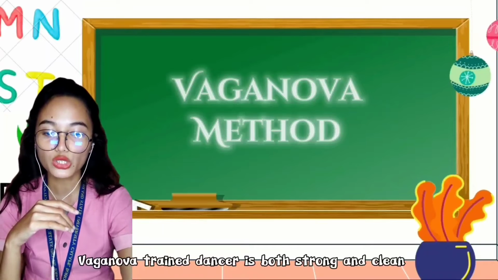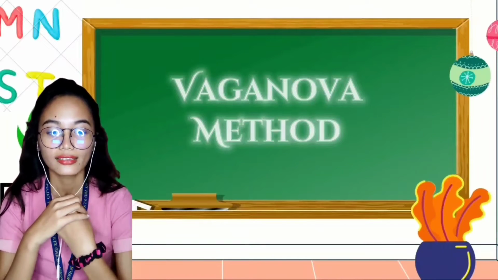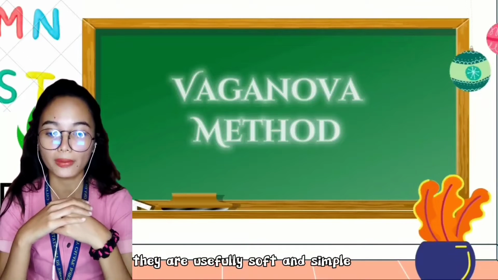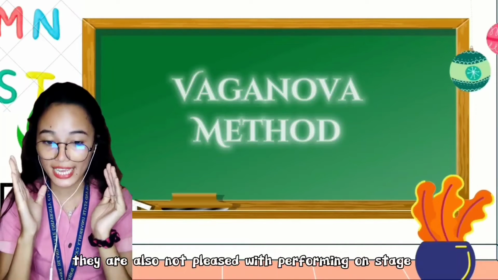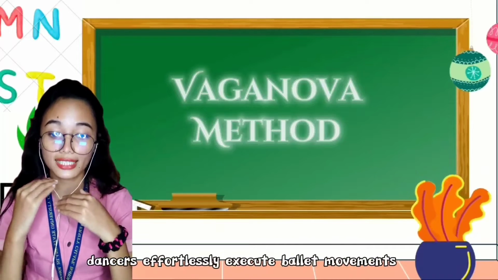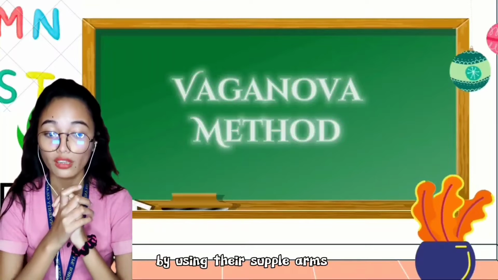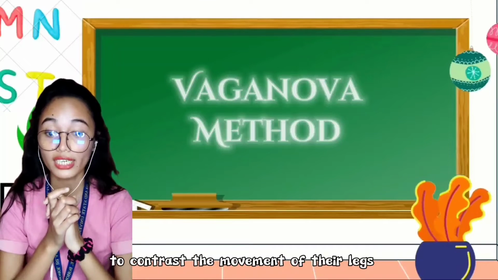A Vaganova trained dancer is both strong and clean. They are usually soft and supple. They are also not stiff when performing on stage. The dancers effortlessly execute ballet movements by using their supple arms to contrast the movement of their legs.